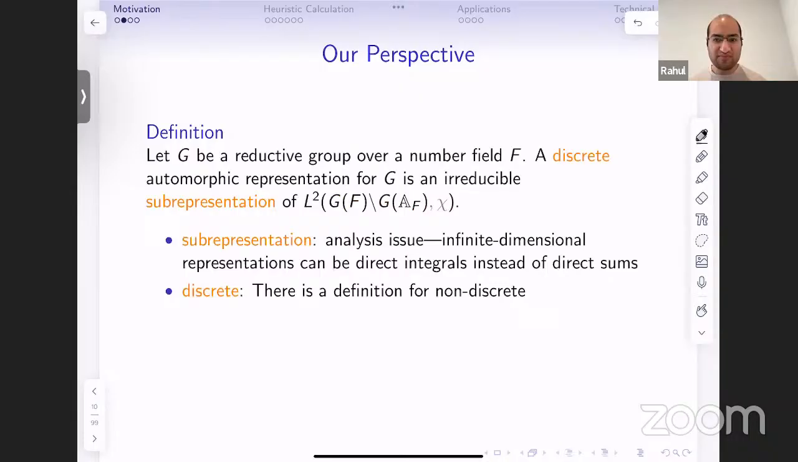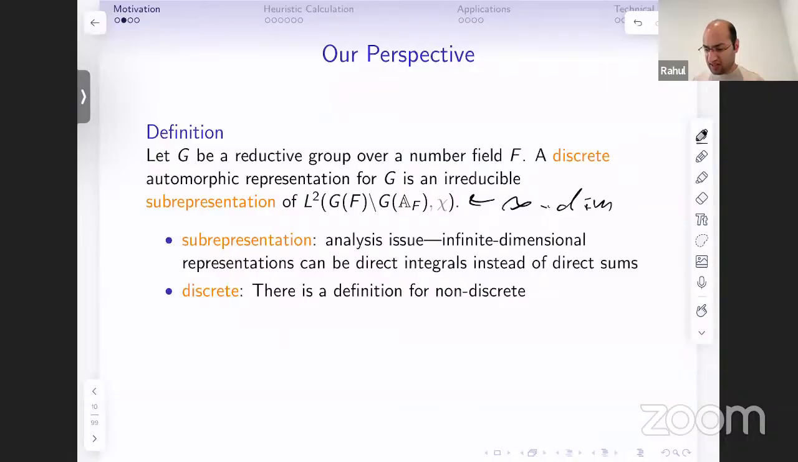Now let's continue. So what does subrepresentation mean? Well, of course, this L2 space is infinite dimensional. So you don't really know that any unitary representation actually decomposes as a direct sum of irreducible representations, just like L2 of R doesn't give you a direct sum. So we basically add this weasel word in, discrete, and discrete just tells us that we can literally think of it as a subrepresentation. There is a definition for non-discrete, but that's one of the technicalities we don't need to go into today. Okay, so that's great.